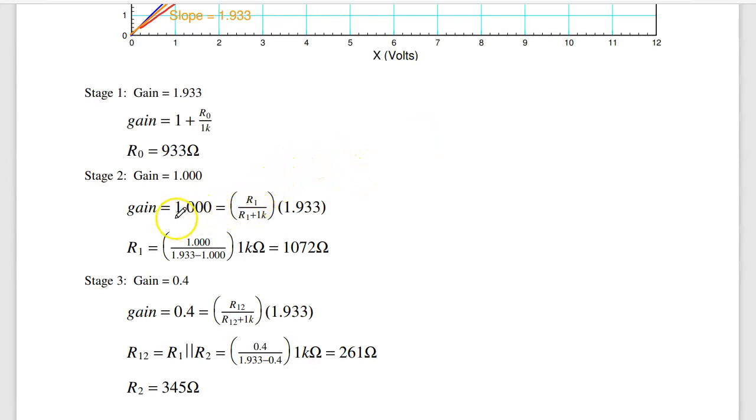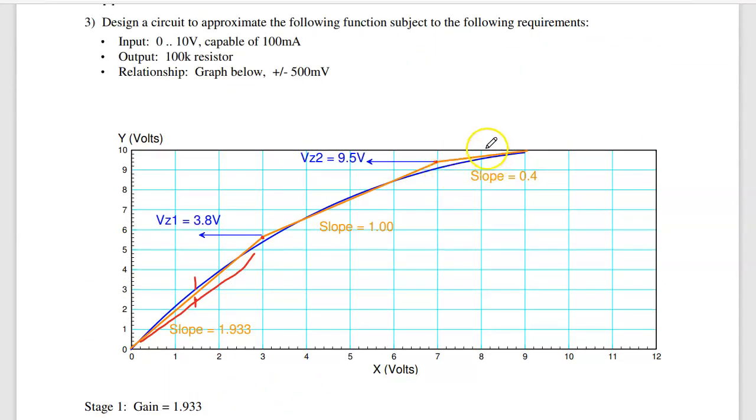So the slope is now 1. The slope is your voltage divider times the gain of the op amp. Solving backwards, R1 is 1072 ohms. Next part of the curve. Over here, the slope then drops to 0.4. That's when the second zener turns on.